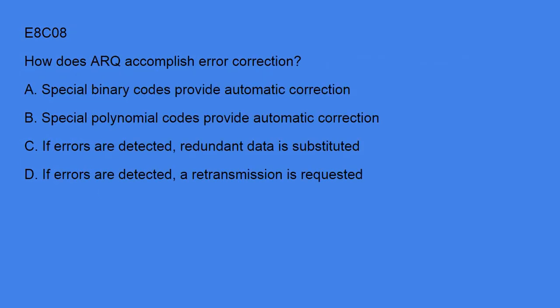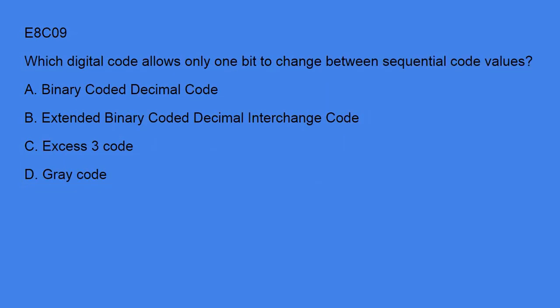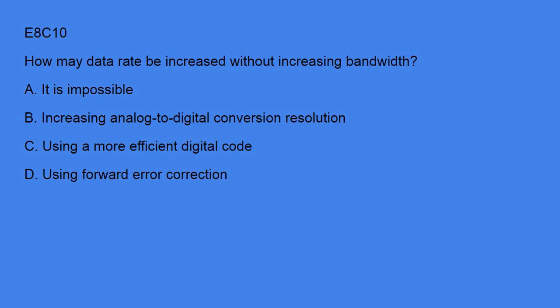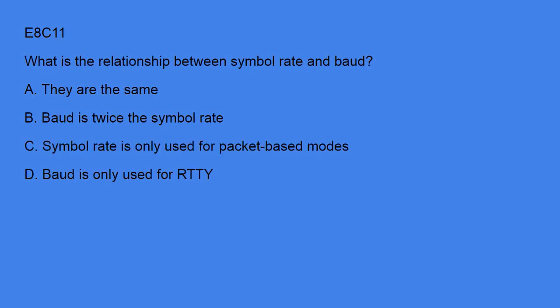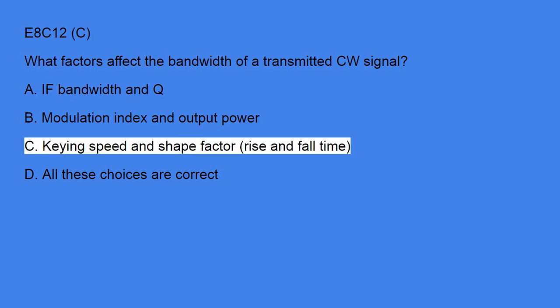E8C08, how does ARQ accomplish error correction? If errors are detected, a retransmission is requested. E8C09, which digital code allows only one bit to change between sequential code values? That's gray code. E8C10, how may data rate be increased without increasing bandwidth? Using more efficient digital code. E8C11, what is the relationship between symbol rate and baud? They are the same. E8C12, what factors affect the bandwidth of a transmitted CW signal? Keying speed and shape factor, rise and fall time.